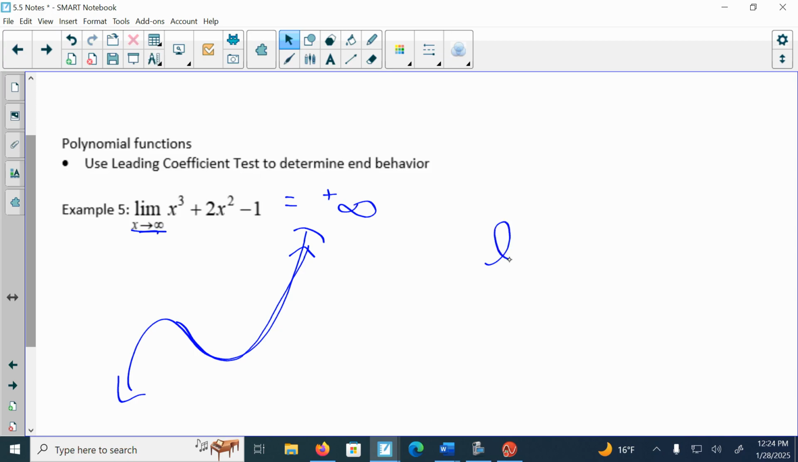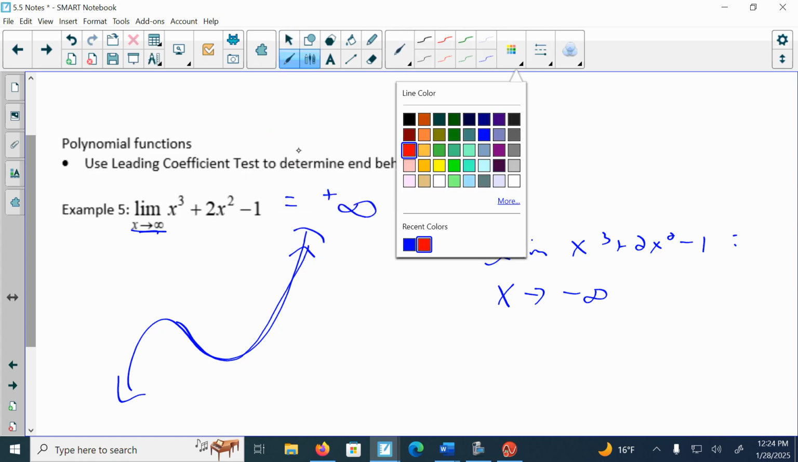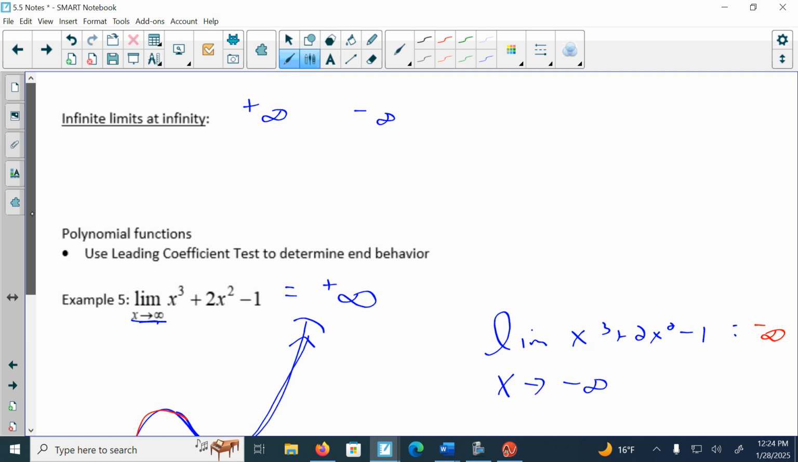Now, it doesn't ask, I'm just sort of adding it here. But if I did the same equation, x to the third plus 2x squared minus 1, and I want x as x approaches negative infinity, now I'm going to the left, and that graph goes down, down, down. So this is going to be negative infinity. So that's what it looks like when you have an infinite limit. That means you're going to approach positive infinity or negative infinity as you go to the left or the right.